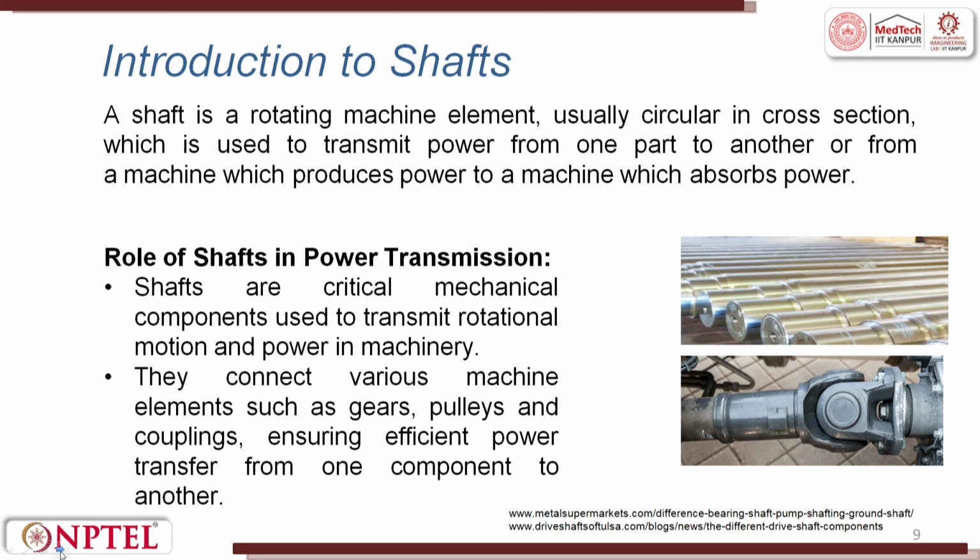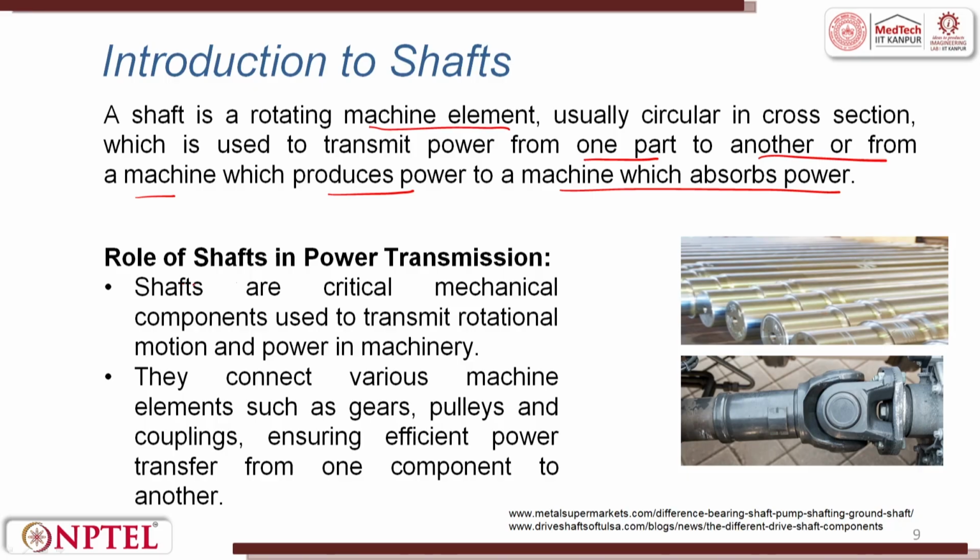Now comes the general shafts introduction. A shaft is a rotating machine element, usually circular in cross section, which is used to transmit power from one part to another, or from a machine which produces power to machine which absorbs power. A machine that produces power, I would say your engine in your automobile, that produces power. From there the transmission torque is there, that transmits the power to the wheels. So that absorbs the power and tries to rotate the wheel, wheels are rotated and the automobile moves.